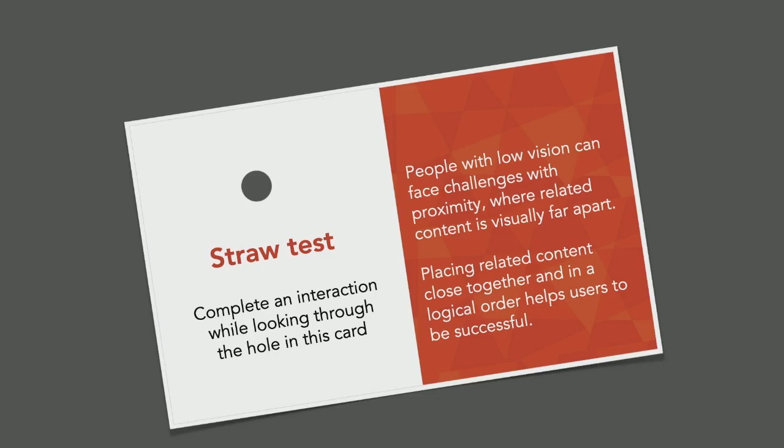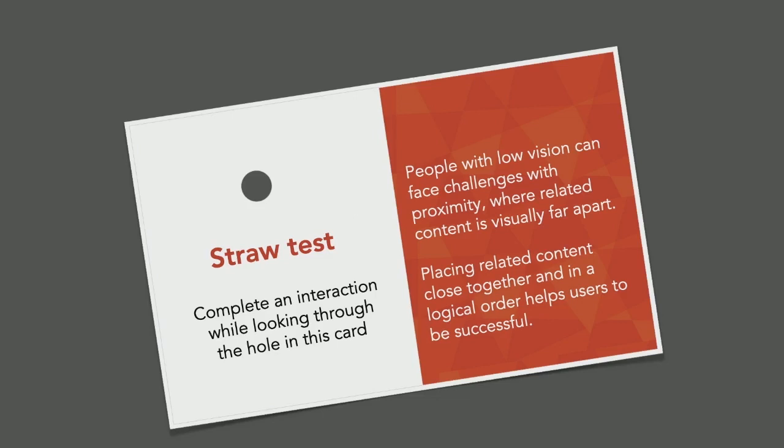So again, remember, when we use this straw test, we use it on wireframes, on mock-ups, on things that are in production. We use it on pencil sketches of interfaces. We use this all the time to help identify design-related issues that are going to be a problem for people with low vision earlier in the process.